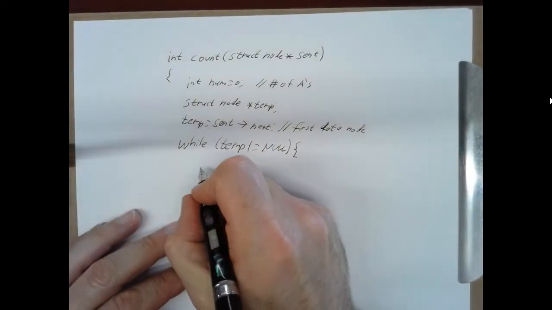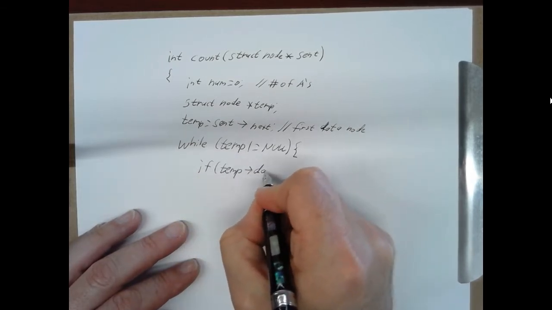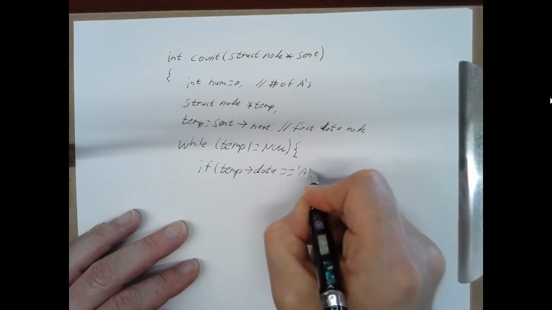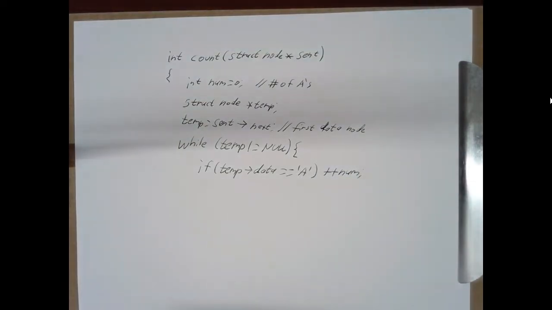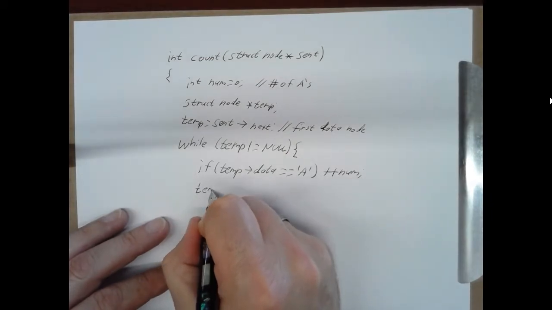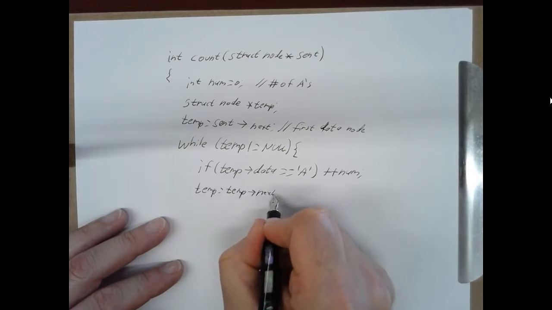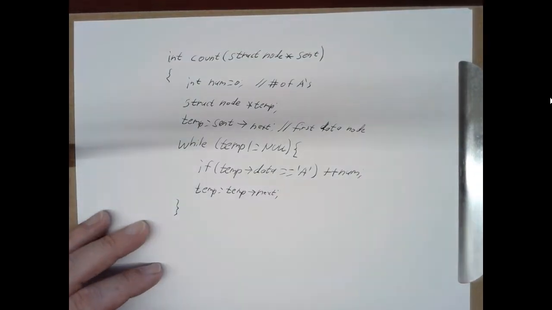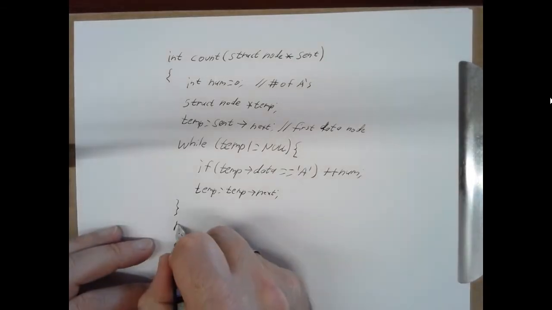And so we could say if temp arrow data equals A, then increment our counter. And then we need to move down the list, so we can do something like temp equals temp arrow next. And go back to the top of the while loop. When we exit the while loop, it's because we got to a node which was null, which means we already looked at the last data node, and then we set temp to what that was pointing to, which was null, and so now we can just return num.